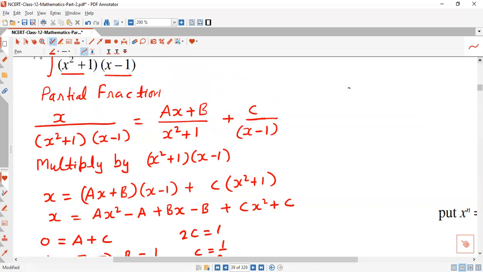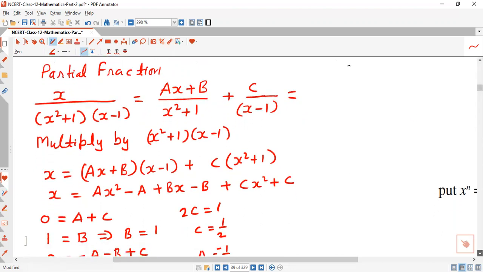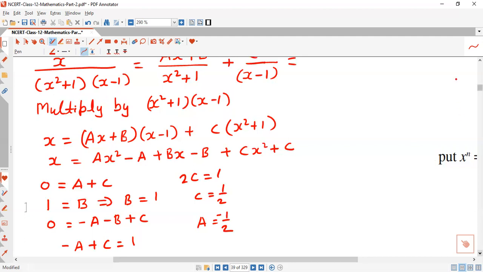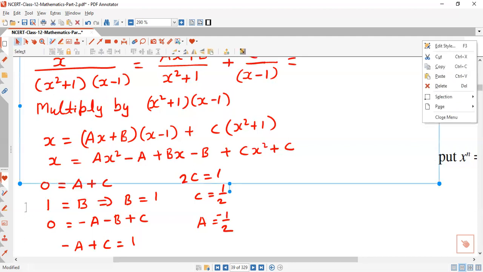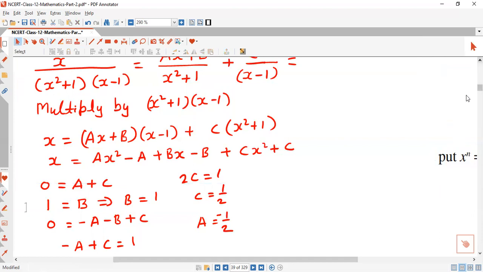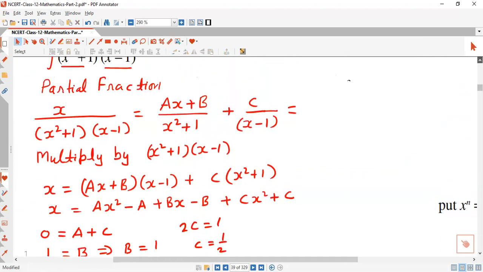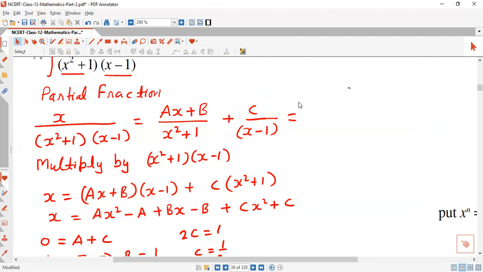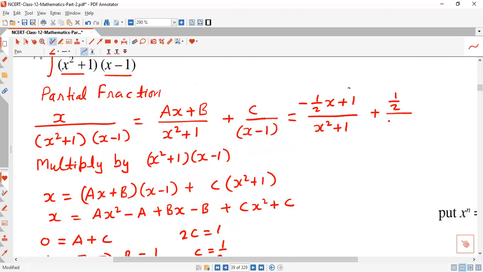So this integrand becomes, writing out the values of a, b and c, a equal to minus half and b equal to 1: minus half x plus 1 divided by x square plus 1, plus c, which is half, upon x minus 1. So this is the partial fraction.